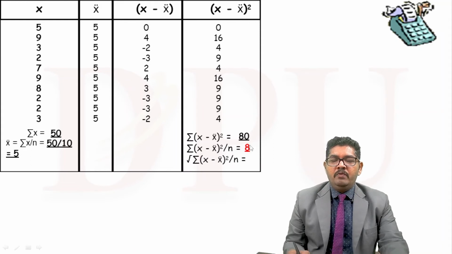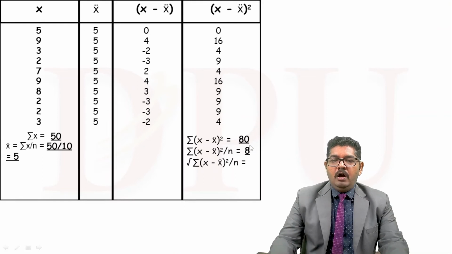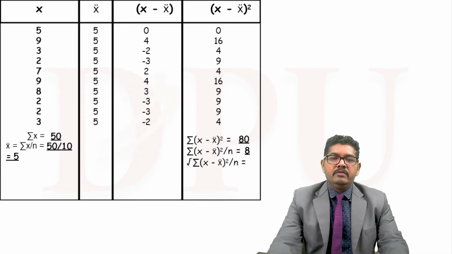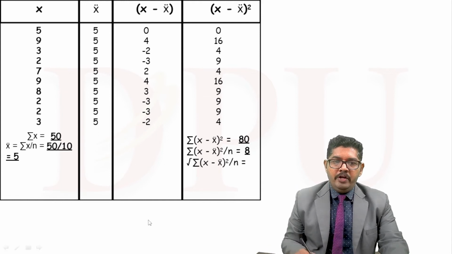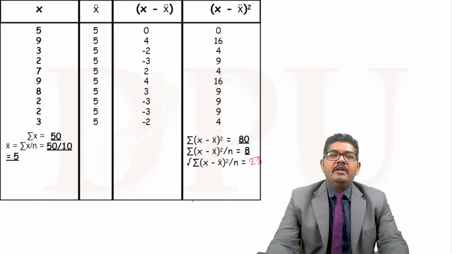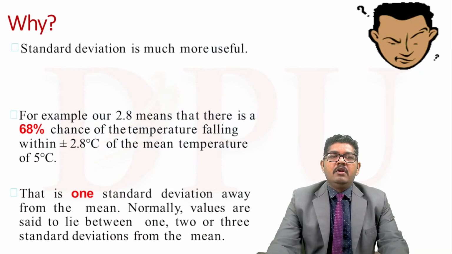So root of 8 will be equal to the standard deviation, the required standard deviation, which is 2.8. So root of 8 is equal to 2.8, which is the value of the standard deviation of this data. So this is how we calculate standard deviation for individual data.